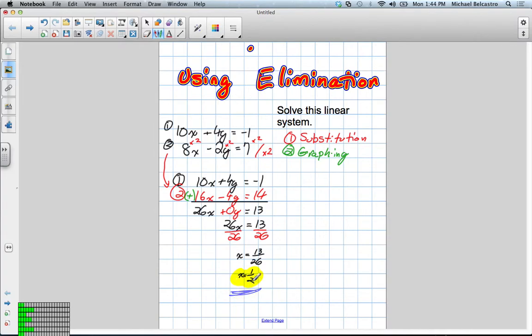Now, technically, I can use my substitution method, take this half and plug it into either of the equations to solve for the y. But instead, I'm going to go through this process again just so you guys understand it didn't really matter. This time, we're going to eliminate the x's. Okay? What will I need, or what will be a common multiple of 8 and 10?